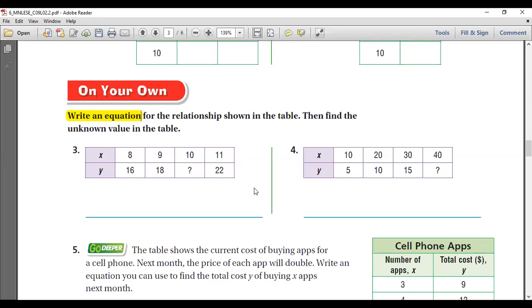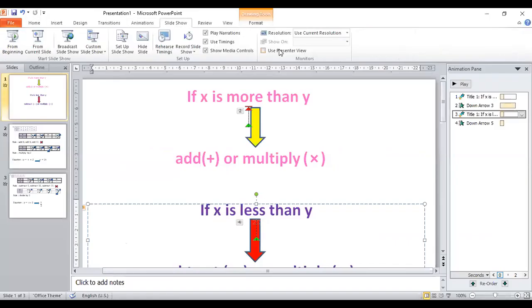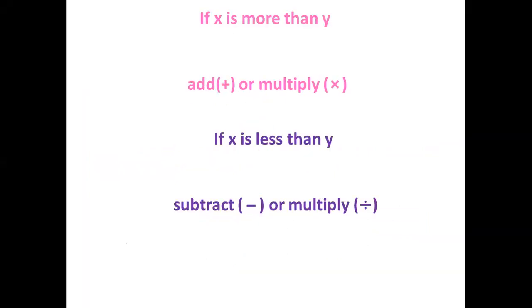Okay, now first, before I start this, let me give you a small hint or a small clue. Now look at these values of x and look at the values of y. Now when you want to write an equation, all you need to do is you have to know what has happened to the x and y. From the x, how did the x become y? So unless you know the relationship between x and y, you will not know how to write the equation.